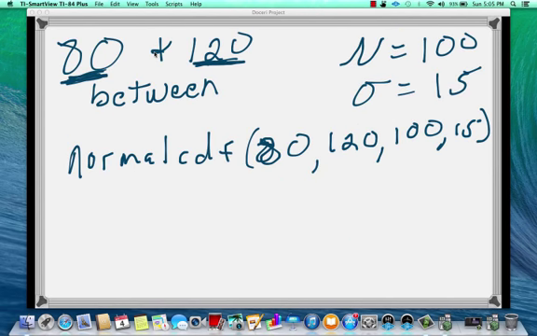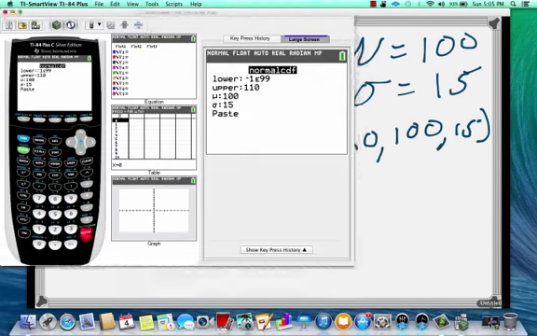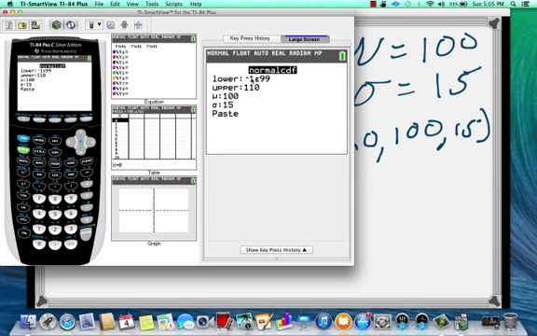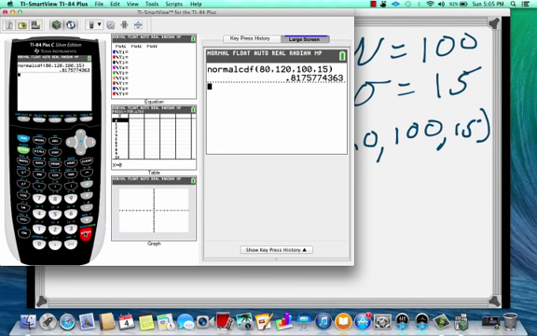So the graphing calculator is just genius. So we'll punch in our boundary. Let's put our lower limit, which is 80, and our upper limit is 120. Everything else looks good, so I'm going to go down, paste, and hit enter again. So right there is our probability of scoring between an 80 and 120. As a percentage, just times that by 100, we get 81.75%.